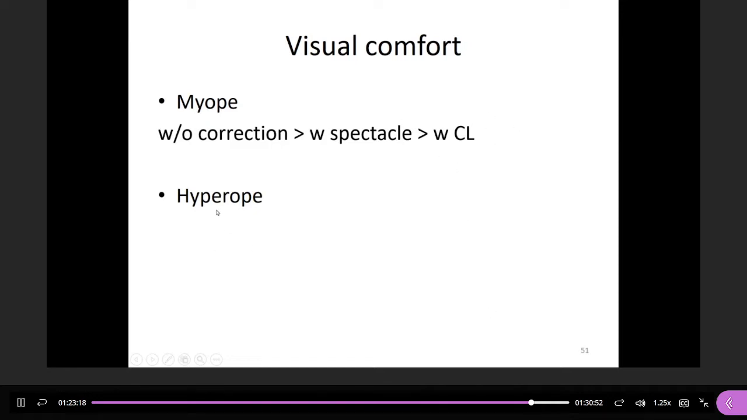For the hyperopic patient it is the opposite. So contact lens will be the best, and then with spectacle lens, they have to accommodate more. And if they are not corrected, it will be even worse because they have to compensate for the distance prescription by using extra accommodation. So in terms of visual comfort, that would be the worst. The best is contact lens for the hyperopic patient.